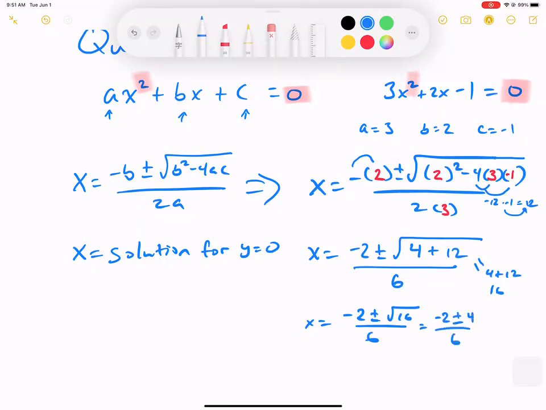Now we have to break it up into 2 versions. Sorry, I'm running out of space. Let me write it over here. Negative 2 plus and minus 4 over 6. Let's write our 2 versions. Whenever you have plus minus, we have to come up with 2 different alternate realities. We have negative 2 plus 4 divided by 6 and negative 2 minus 4 divided by 6. We have 2 different versions, right?